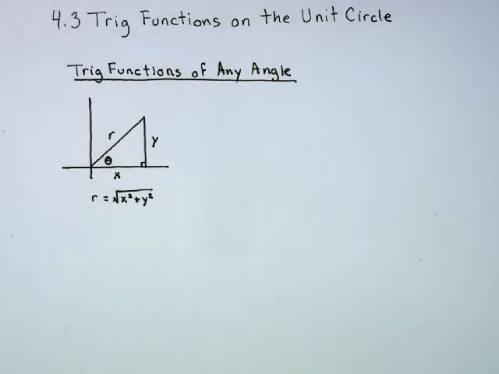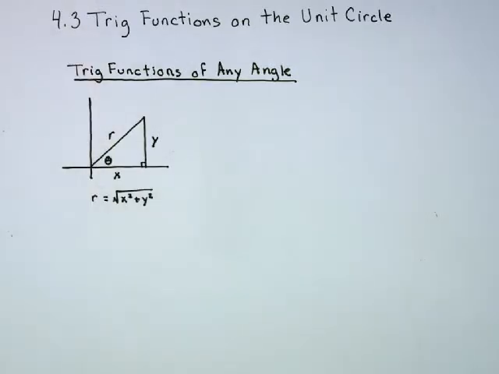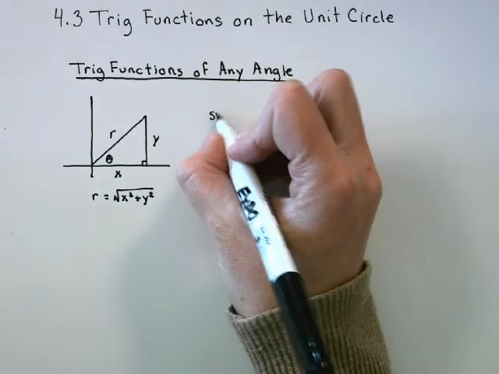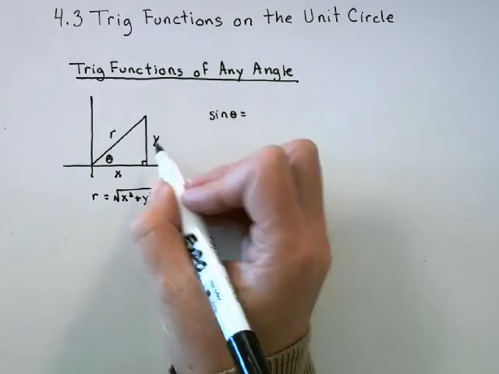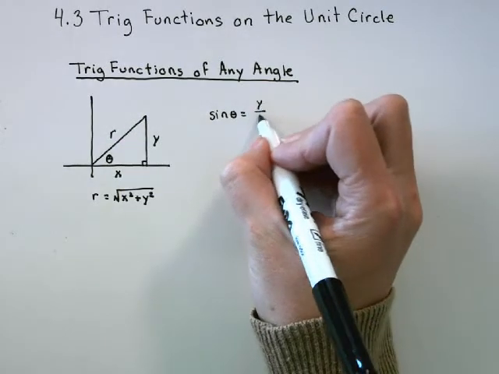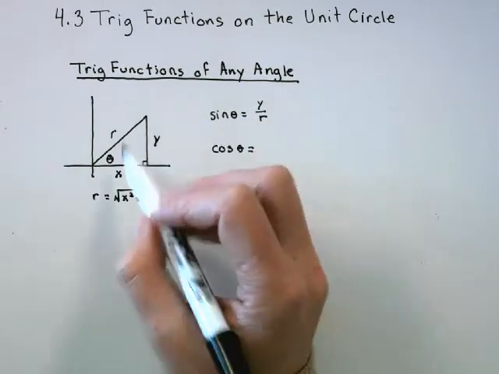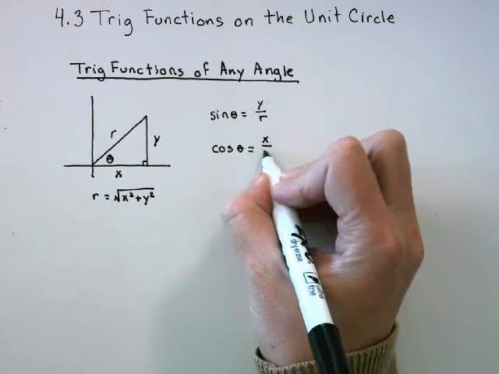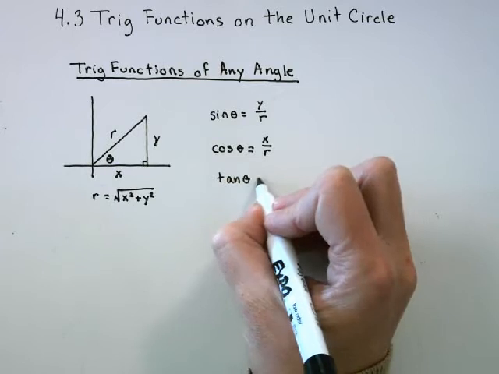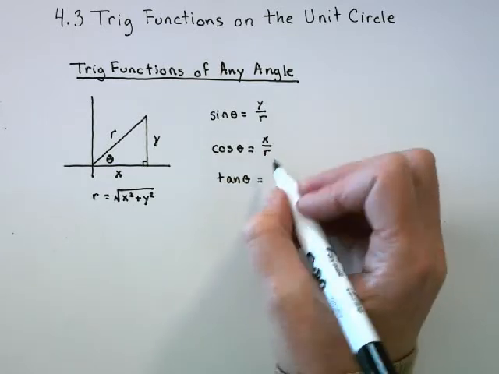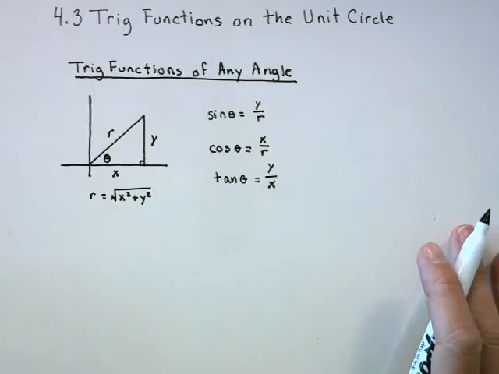So we have 6 different trig functions, and we can use right triangle trig and this picture here to make these relationships. So sine of theta is equal to opposite over hypotenuse, which on this triangle is going to be y over r. Cosine is adjacent over hypotenuse, so that's going to be x over r. And then tangent is going to be opposite over adjacent, so that's going to be y over x.